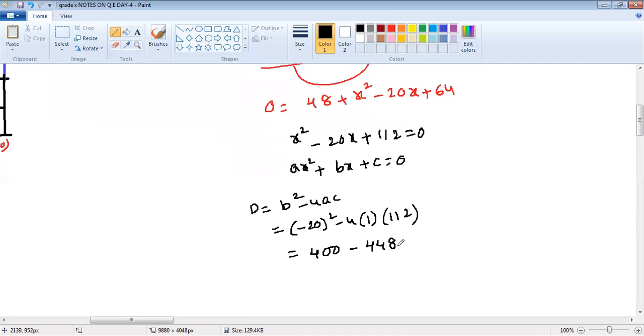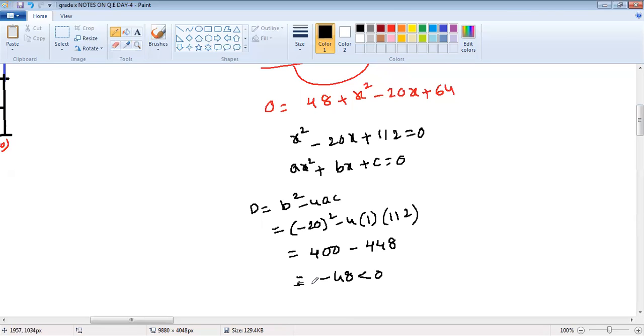Is it correct now? So what are you getting now? Minus 48. Minus 48 is lesser than 0. So is the situation possible? No, sir. It will become a complex situation. So it is a complex situation, and this case is not possible. Got it? No doubt, right?